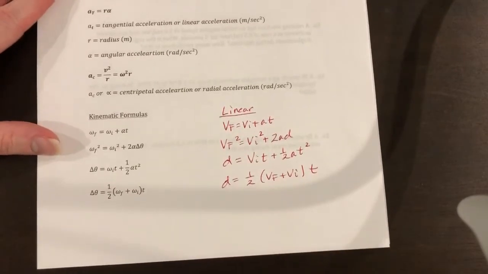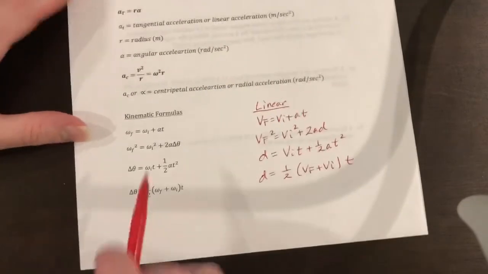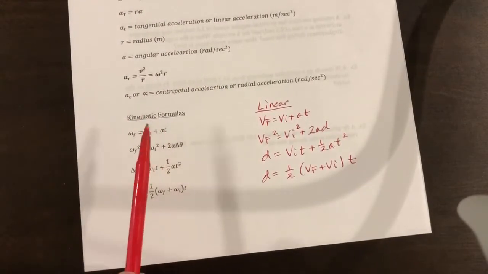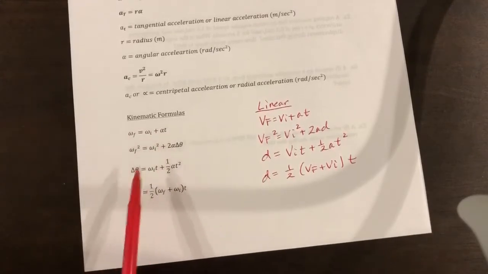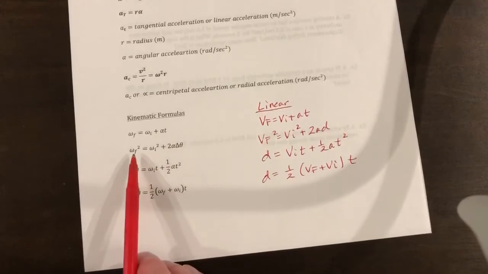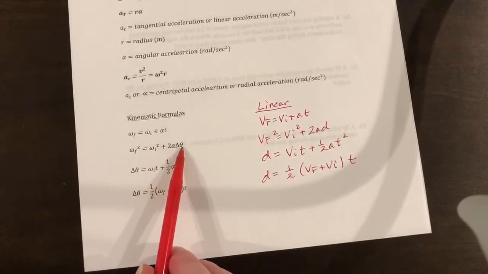Okay, now we're going to be in rotational motion. So this is omega F is equal to omega I plus alpha T. So your omegas are your angular velocities. Your alpha is your angular acceleration. Omega final squared is equal to omega initial squared plus 2 alpha delta theta.